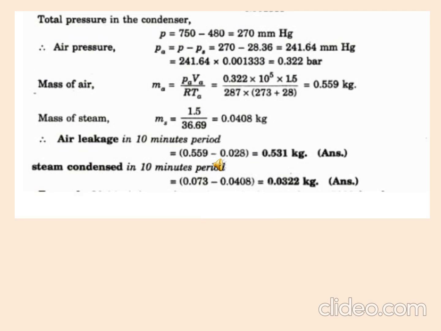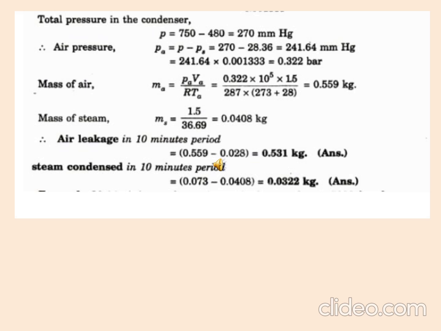Then we have to find out the mass of steam. For mass of steam the formula is ms equals Va divided by Vg. Va value is given as 1.5, divided by the Vg value 20.53, which we got from the steam table at Ts 39 degrees. So 1.5 divided by 20.53 will be 0.073 kg. So this is the mass of air and mass of steam we got.